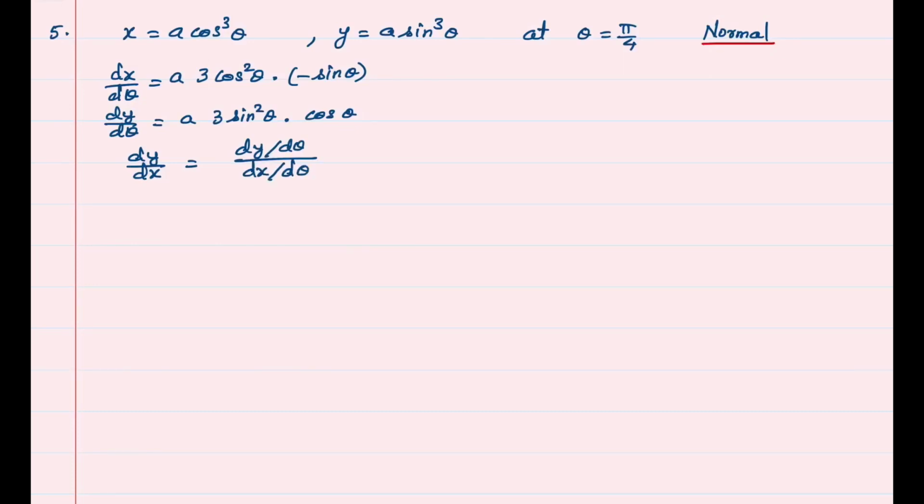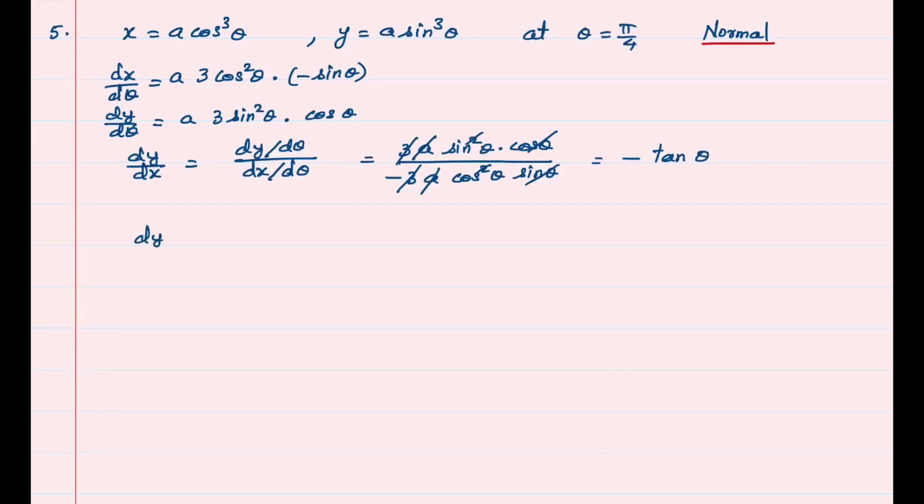divided by dx by d theta. 3a sin square theta times cos theta divided by 3a cos square theta times minus sin theta. Be careful, you have to write dy by d theta in the numerator. The answer is minus tan theta.